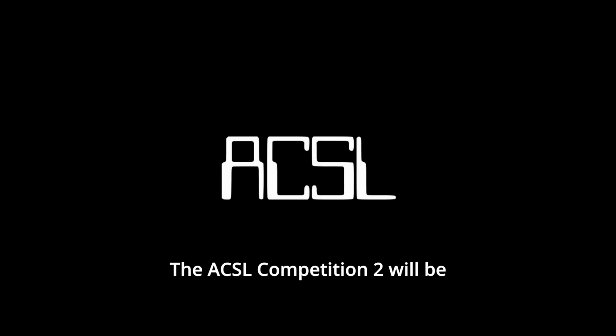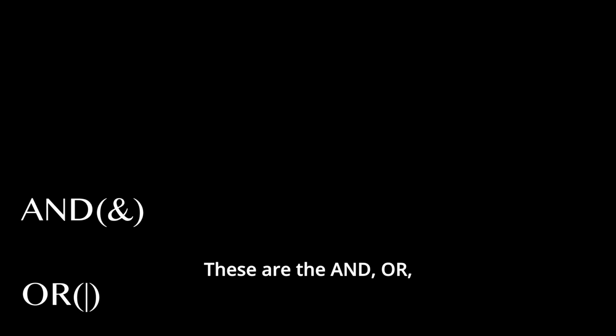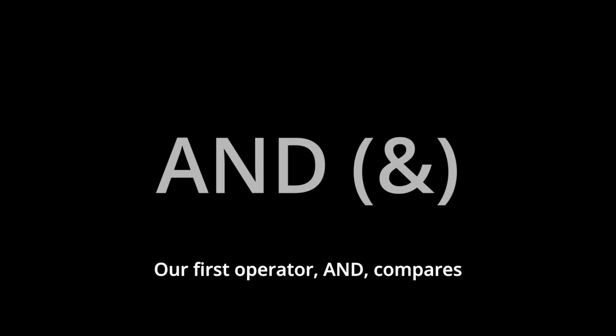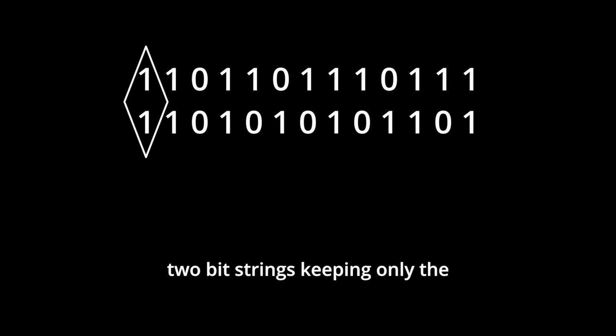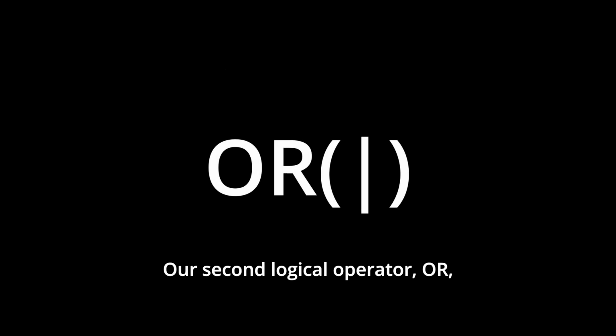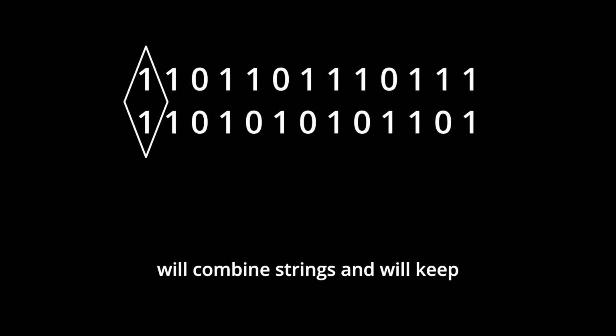The ACSL competition will be featuring 4 primary logical operators. These are the AND, OR, XOR, and NOT operators. Our first operator, AND, compares two bit strings, keeping only the positions where both are 1. Our second logical operator, OR, will combine strings and will keep positions where either is 1.